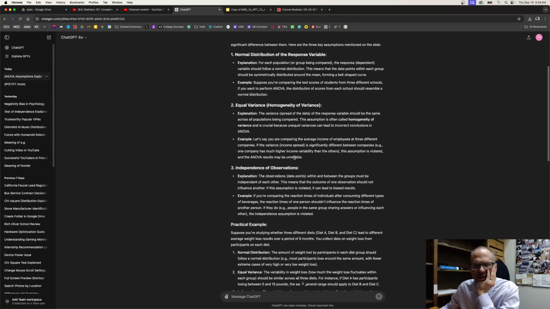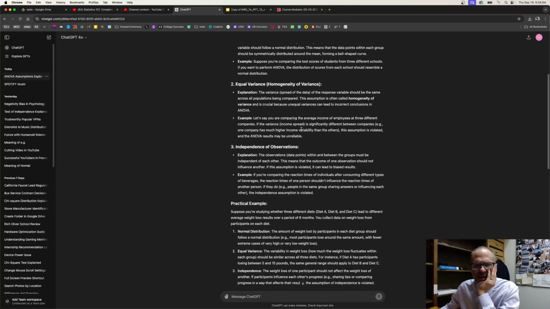Equal variance, homogeneity of variance. The variance, or spread, of the data of the response variable should be the same across all populations being compared. This assumption is often called homogeneity of variance.